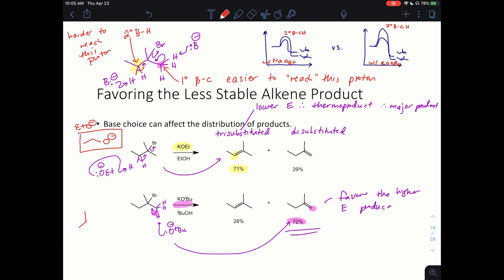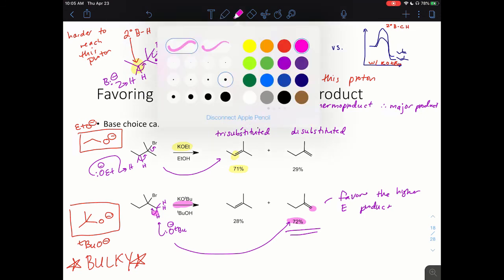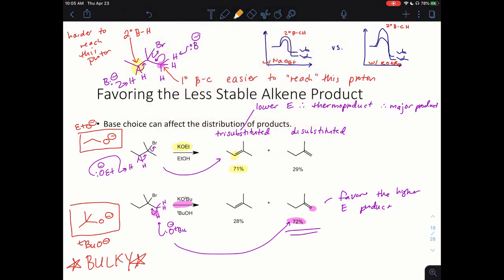Here is T-butoxide. And I think even when I draw them out like this, I'm really not doing justice to just how huge, we'll call it bulky, how bulky T-butoxide is. And so when we think about the two different beta protons, we really need to consider how easy it is for a base to reach those protons.